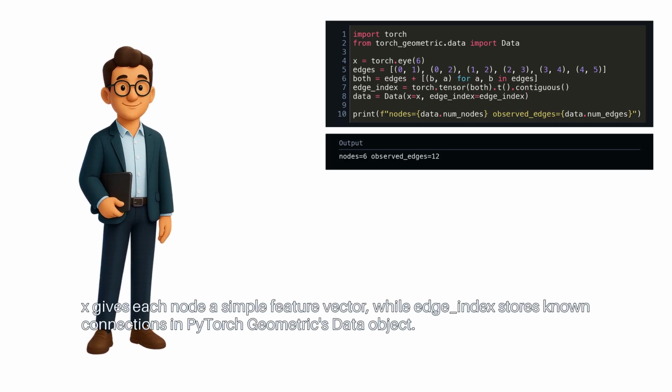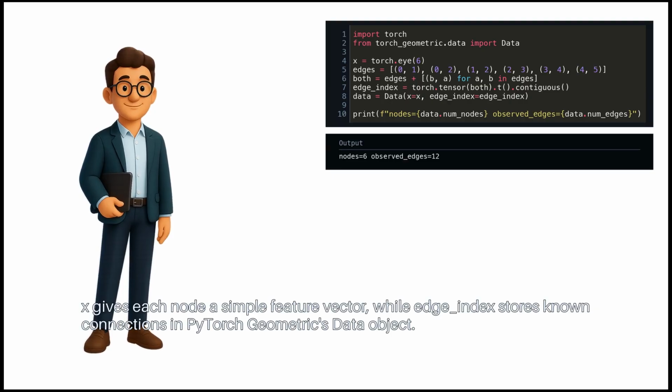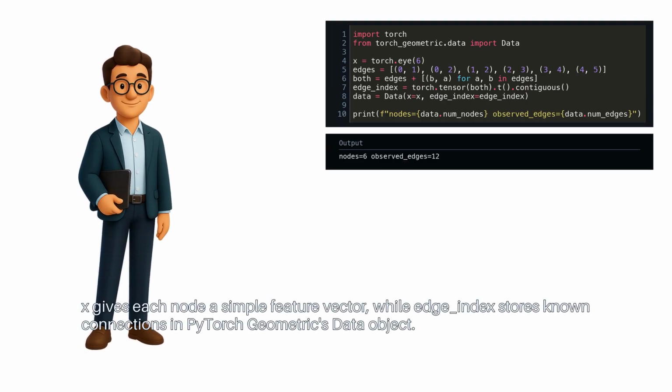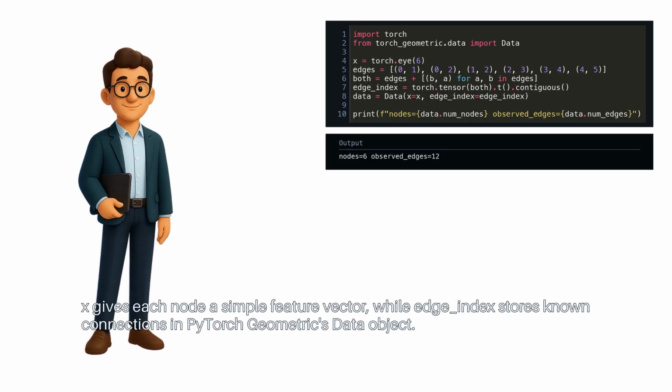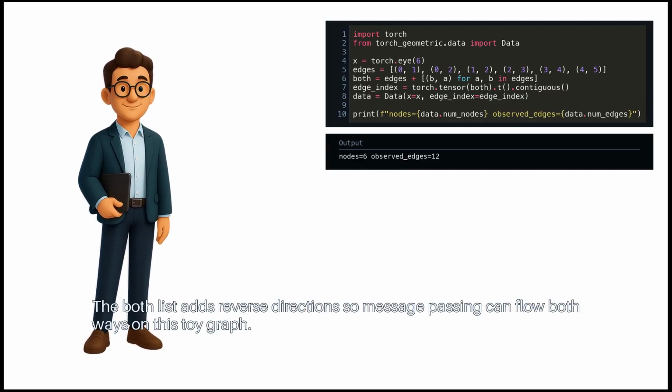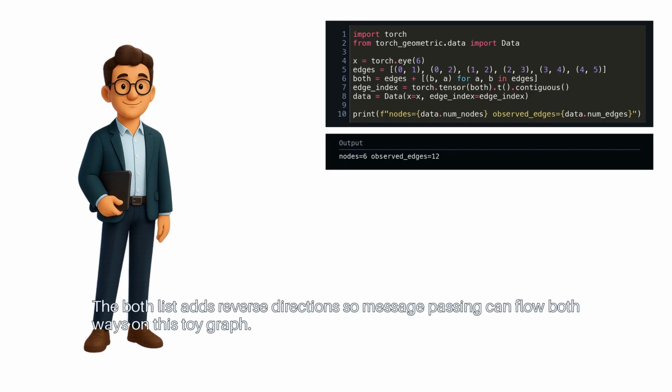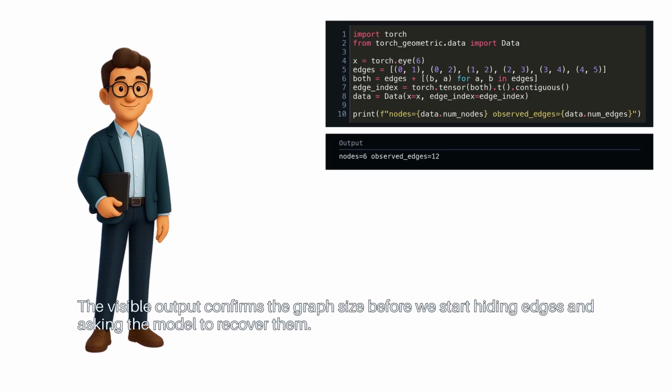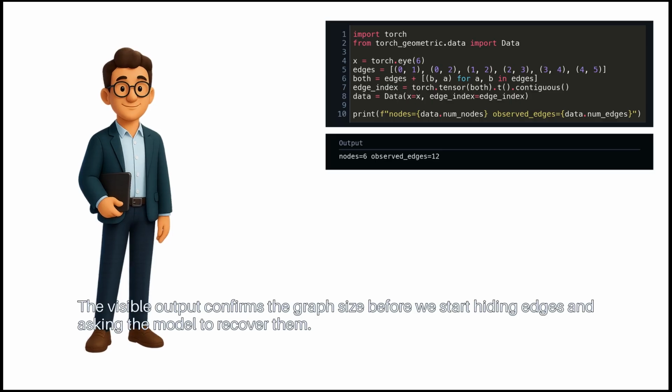X gives each node a simple feature vector, while edge_index stores known connections in PyTorch Geometric's Data object. The both list adds reverse directions, so message passing can flow both ways on this toy graph. The visible output confirms the graph size before we start hiding edges and asking the model to recover them.